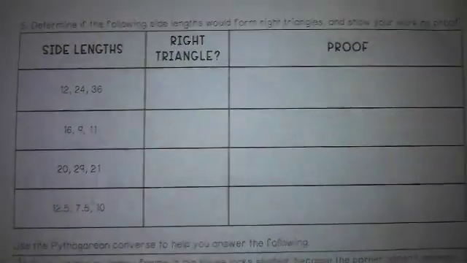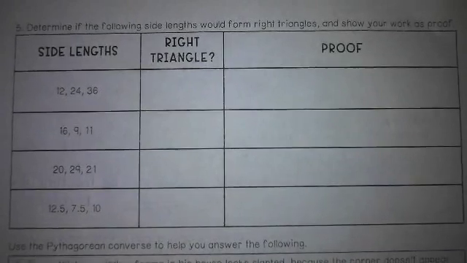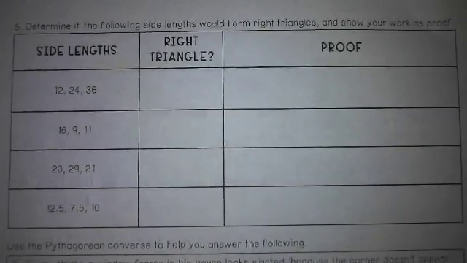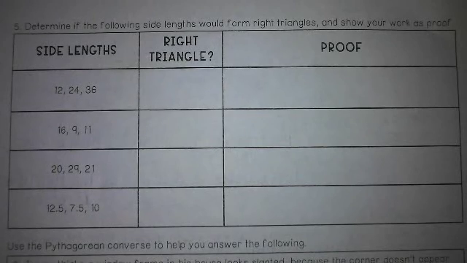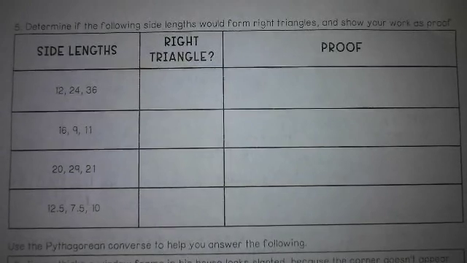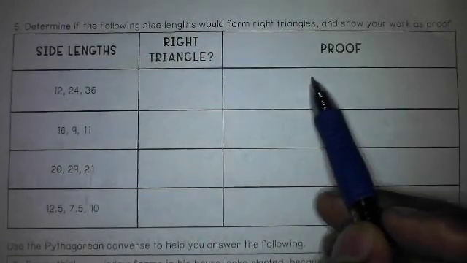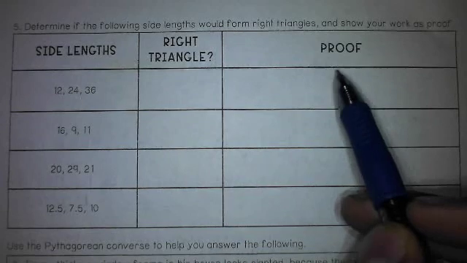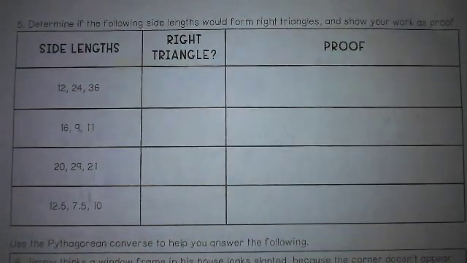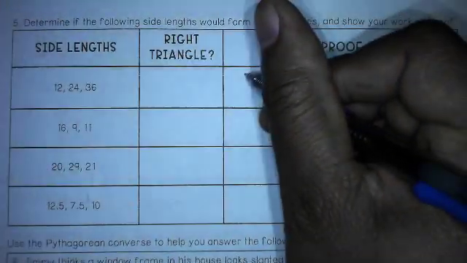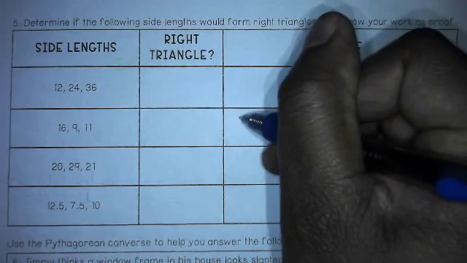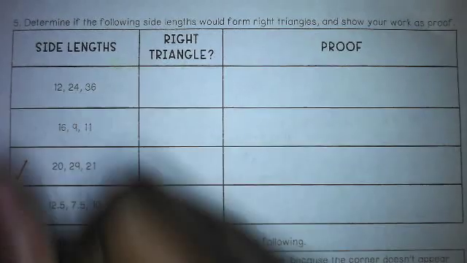Okay. So the instructions here say, determine if the following side lengths would form right triangles. And use your proof. Show your work as proof. Okay? And we're going to show our work just like we did on the front page. So proof first. You're going to do the proof first and then the right triangle. I'm going to do the first 2, and you're going to do this one and this one by yourself.